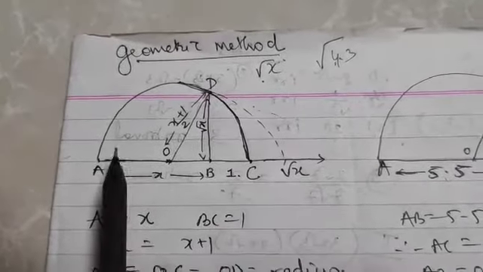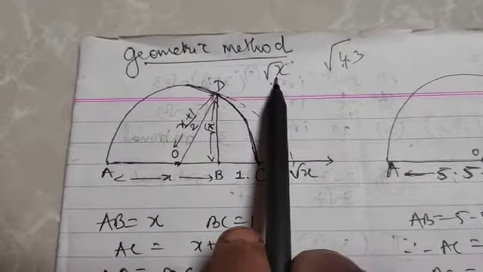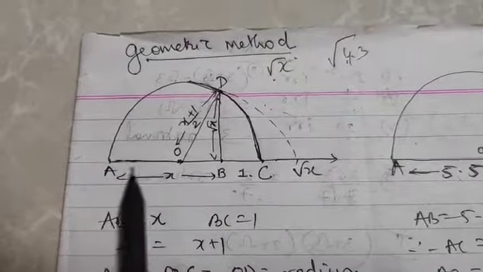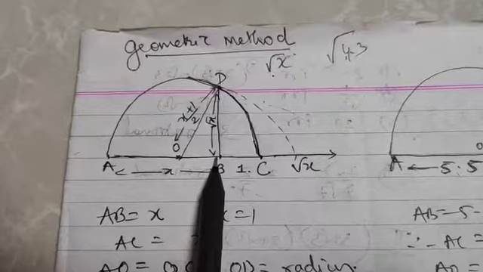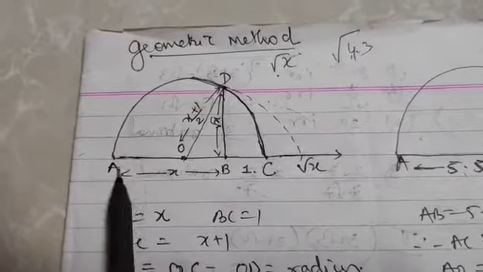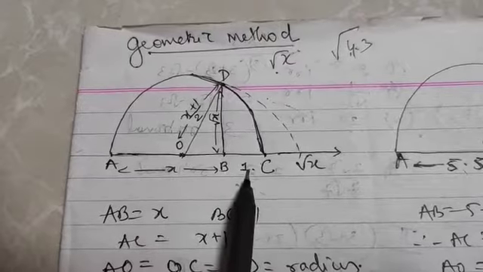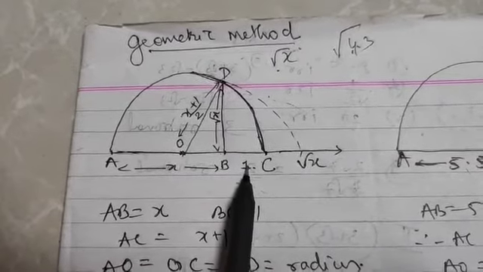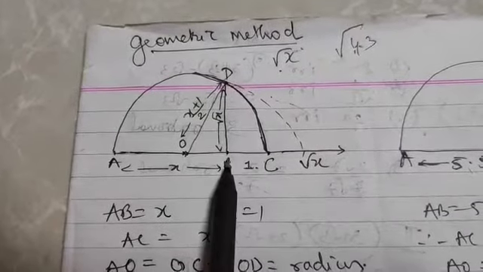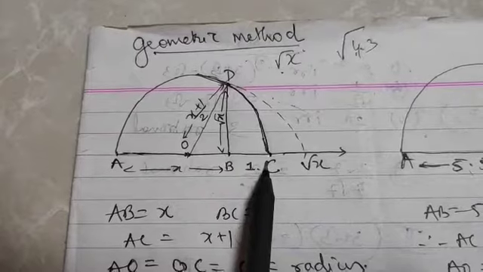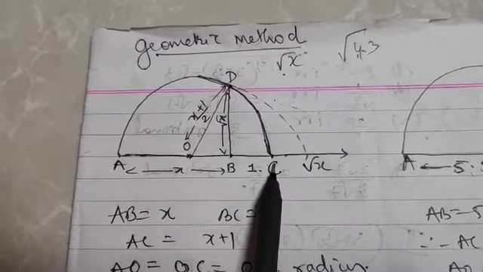Whichever value is given to you, say x is given, you will mark that x value as AB. The AB distance will be taken as the x value. And then 1 more centimeter to it. So total AC will be x plus 1. Did you understand? With a numerical value, when I explain, it will be more clear. So AB, you mark it as x on the number line, and 1 more centimeter extra you take. So AC will be x plus 1.